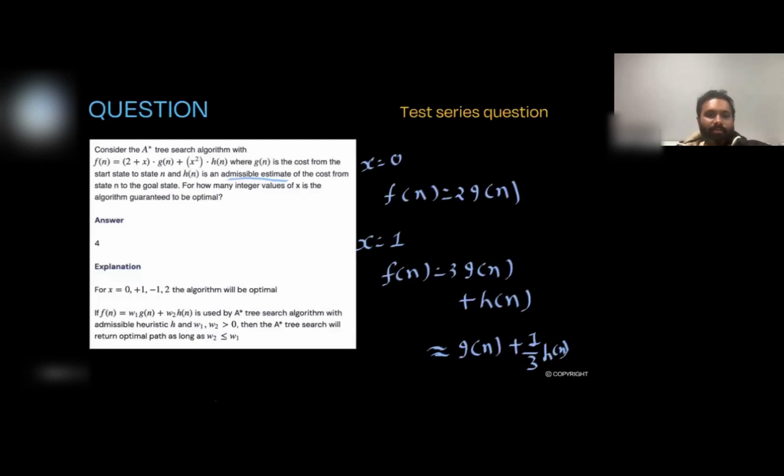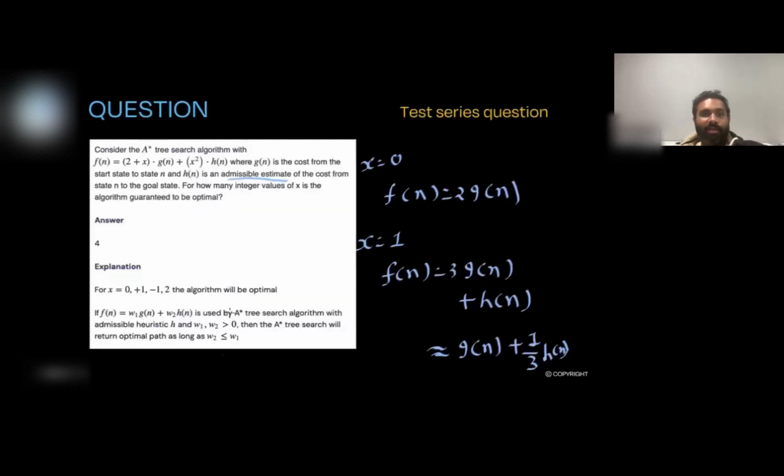Let me consider x equal to 2. For x equal to 2, my Fn becomes 4 times Gn plus 4 times Hn. This is equivalent to Gn plus Hn, which is nothing but the A star algorithm. You know that for the tree version, A star gives the optimal solution. Please see that it has to be tree search, then only it will give the optimal. Otherwise, you need consistency as well if it is graph search.